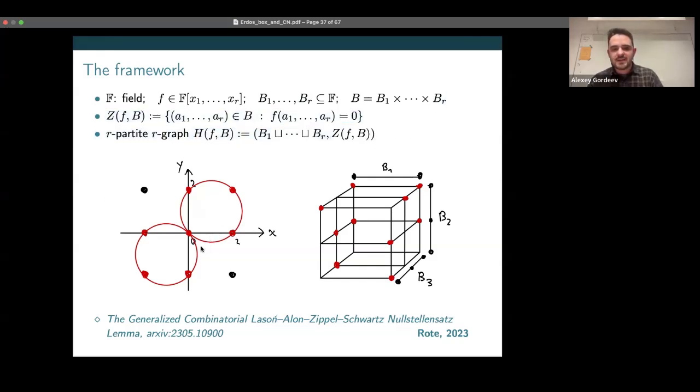If we look again at the polynomial which is a product of two circle equations, on this 3x3 grid, it would correspond to a bipartite graph in which both parts have 3 vertices, because we have 3 values for x and for y, and there are 7 edges. In general, we have some subset of the product set of a multidimensional grid. So for now, we didn't do anything. We just said that we can look at the zero set as a hypergraph.